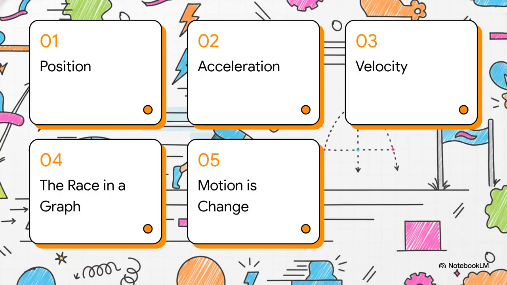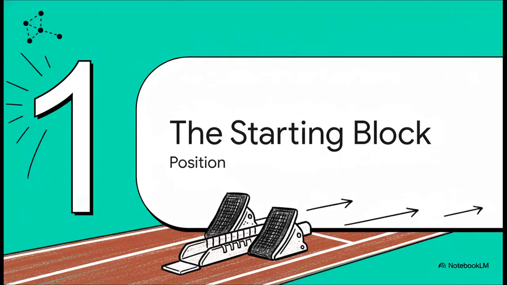And here's how we're going to break down that strategy. We'll follow the race from start to finish. We'll start in the blocks to define position, then talk about that explosion of acceleration, then look at the phase of constant velocity, and finally, we'll see how one simple graph can tell the entire story of the race.